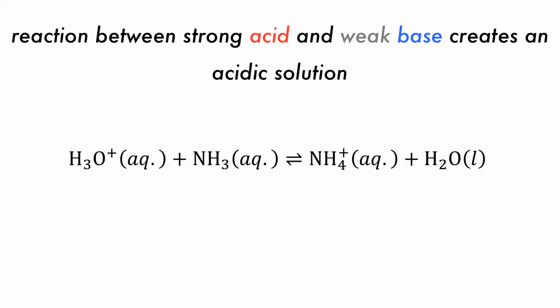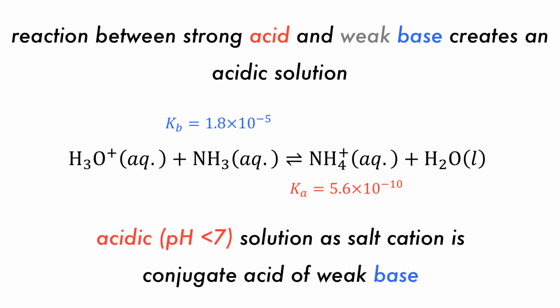The net ionic equation for the reaction between hydrochloric acid and ammonia is shown. The Kb of ammonia is higher than that for water, and so it is a stronger base. The Ka of the hydronium ion is much larger than for ammonium, making it a stronger acid. This means that if equal concentrations of acid and base are combined, the net result is an acidic solution, because ammonium is also the conjugate acid of a weak base, with the pH depending on the Ka of the cation.